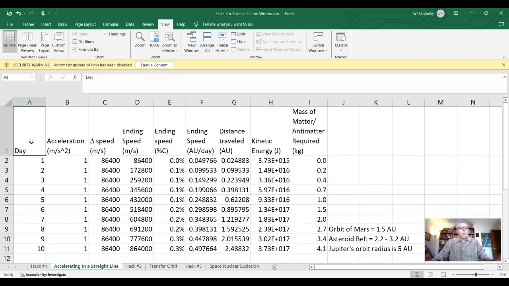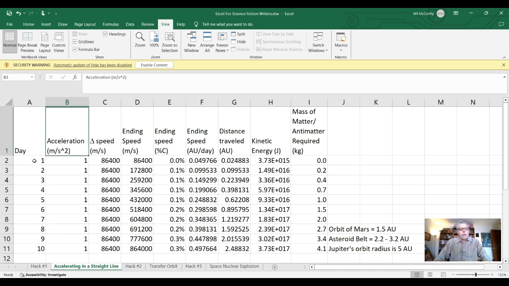Now, we can do this with a very simple Excel spreadsheet. We have a number of columns. We have time, which we're going to measure in days. We have acceleration, which we're going to measure in meters per second squared. We have our velocity, which we'll measure in meters per second. And we have our distance, which we're going to measure in astronomical units, but we'll get to that a little later. By measuring our time in days, we've got day 1, day 2, day 3, all the way through day 10. And the reason we're measuring in days will be apparent in a minute.